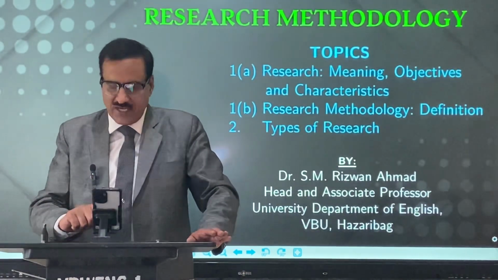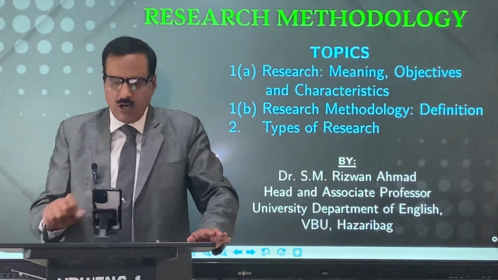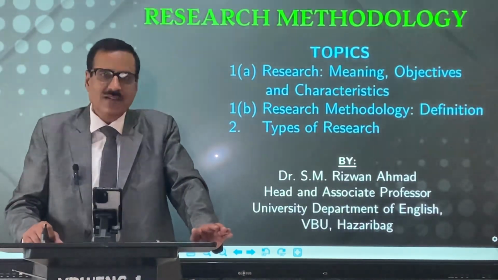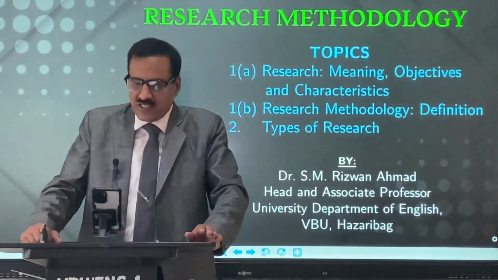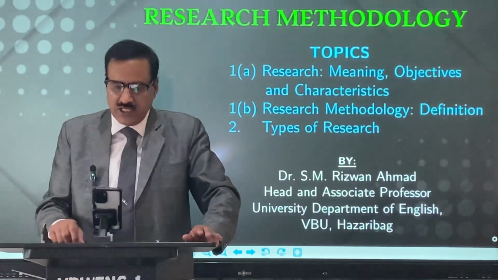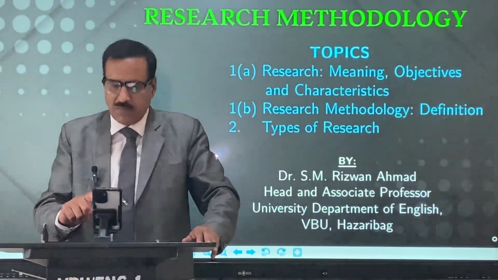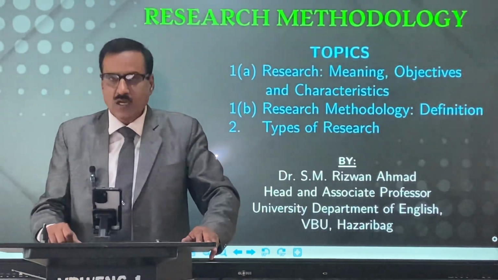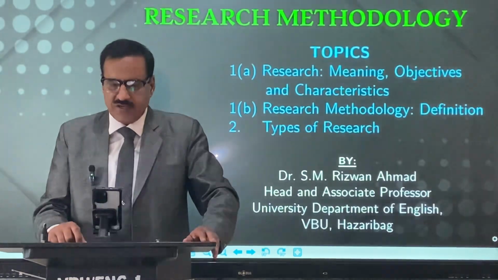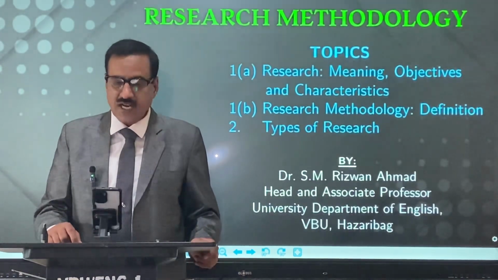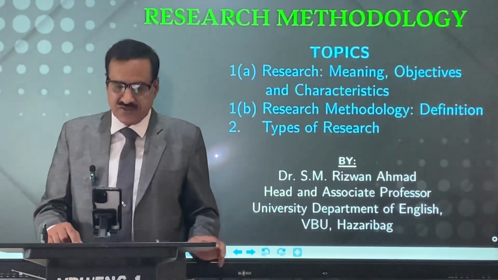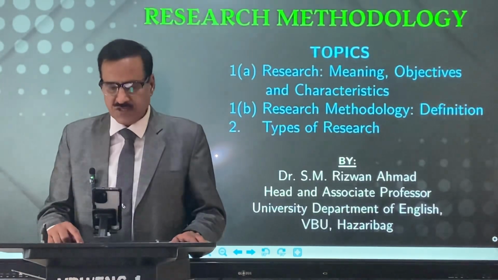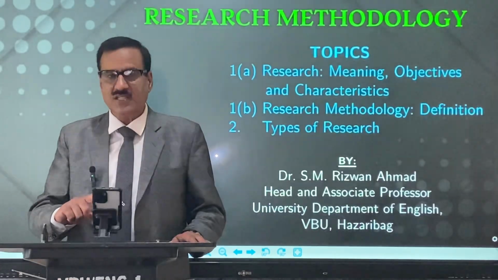Research concerning some natural phenomena or relating to pure mathematics are examples of fundamental research. Similarly, research studies concerning human behavior are also examples of fundamental research. The eighth one, conceptual research. This kind of research is related to some abstract ideas or theories. It is generally used by philosophers and thinkers to develop new concepts or to reinterpret existing ones.